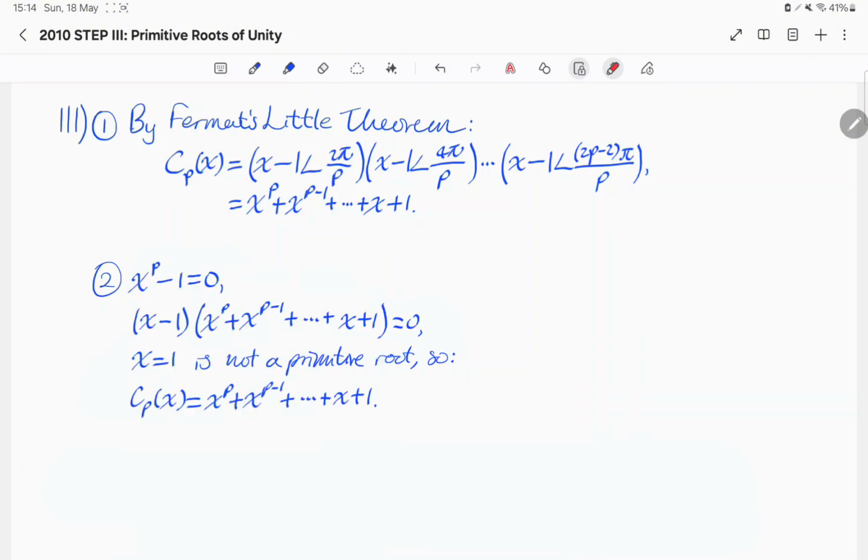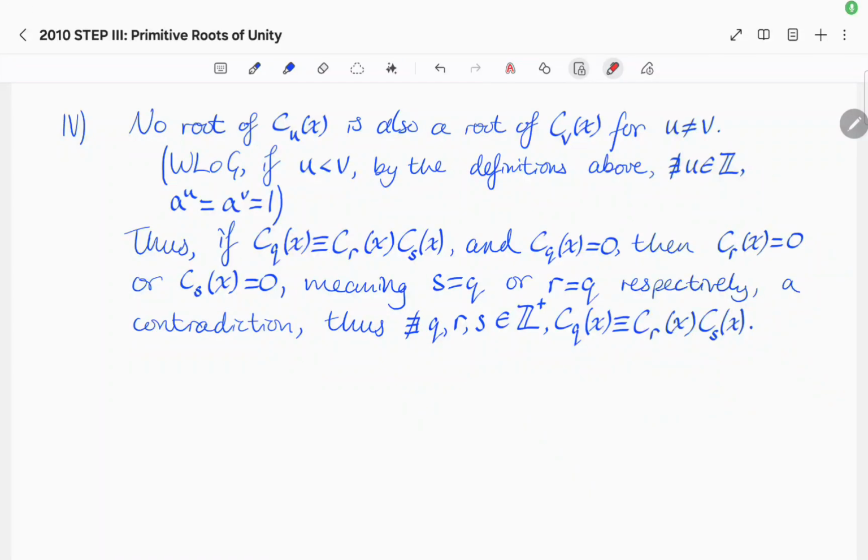Now let's move on to the second method. Here we will rearrange to get x to the p take away 1 is equal to 0. And then we will factorize to get x minus 1 multiplied by x to the p minus 1 plus all the way to plus x plus 1 is equal to 0. Since x equals 1 is not a primitive root of unity, we have that Cp of x is equal to x to the p minus 1 plus all the way to plus x plus 1. Now we'll move on to part 4.